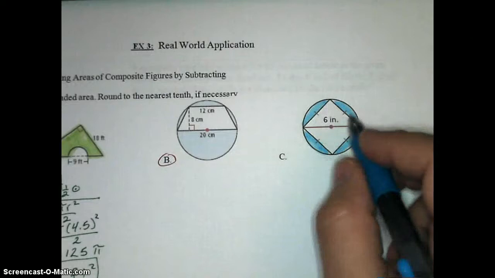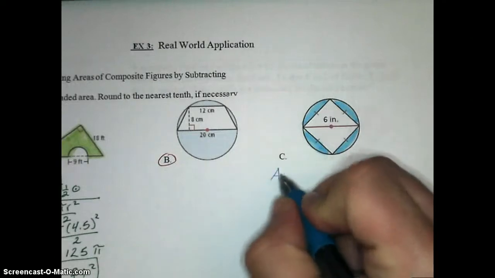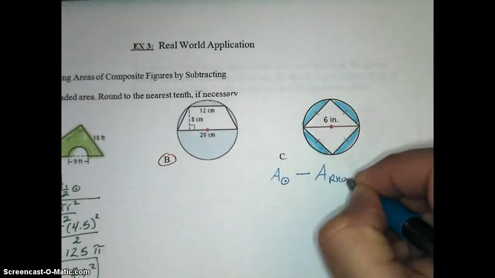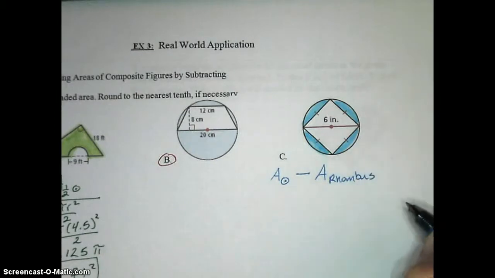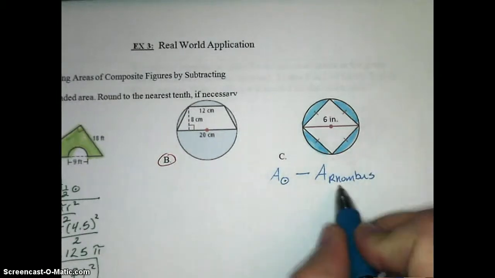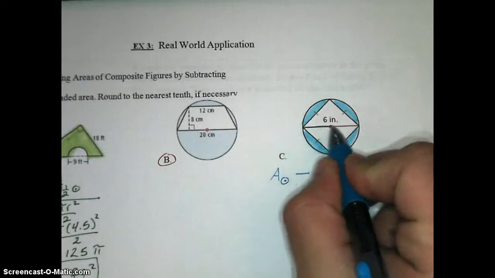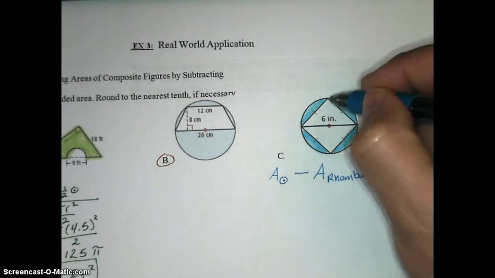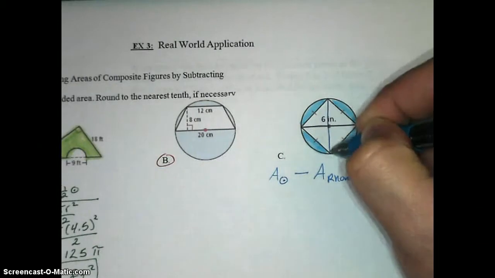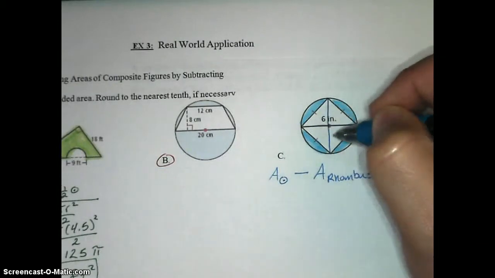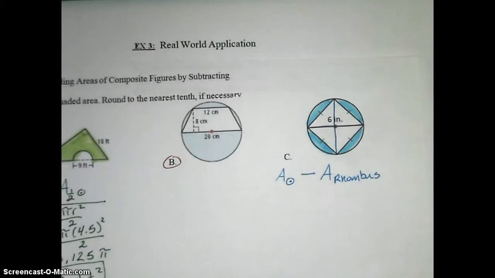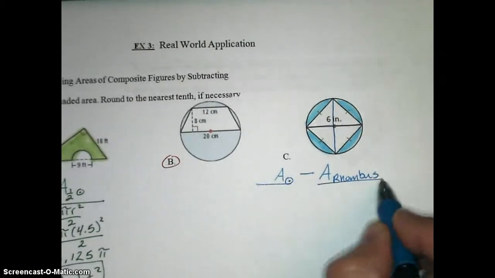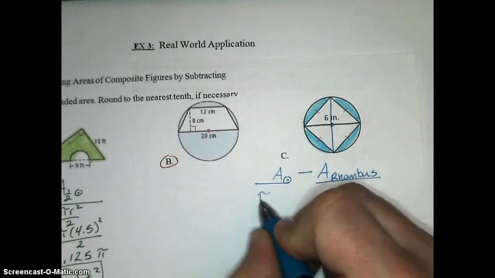So the area of these shaded parts is actually the area of a full circle minus the area of a rhombus. Okay? And the main reason I want to call this a rhombus is because this diameter of your circle is also the diagonal of your rhombus. Well, if I take that same diameter and run it down this way, that's also a diagonal. So both diagonals of this rhombus are 6 inches. So what we need to do is find the area of a circle and take away the area of that rhombus. Your area formula for a circle is pi r squared.